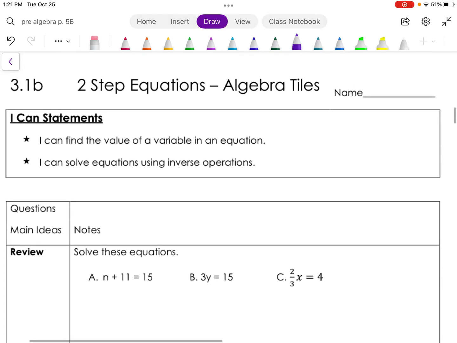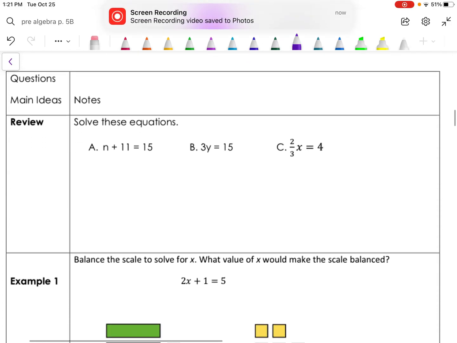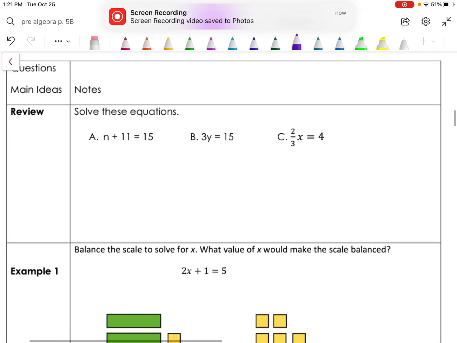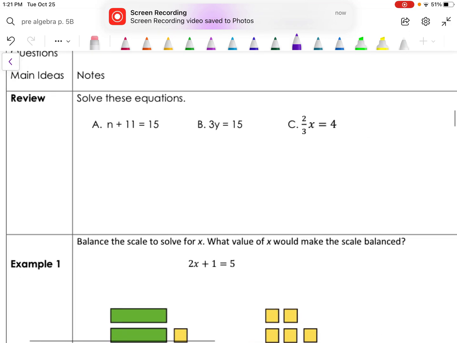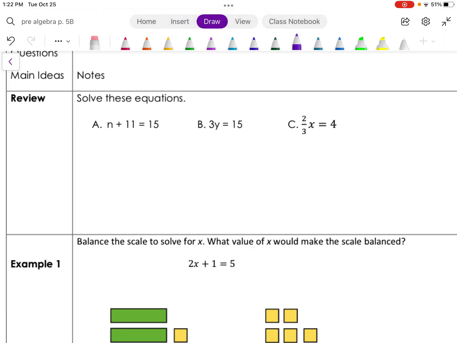Okay, 3.1b is on two-step equations with our algebra tiles. So, let's do one review problem. Here, letter A says n plus 11 equals 15. Well, what plus 11 equals 15? 4 does, so n would be 4.